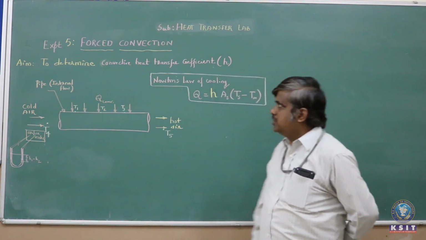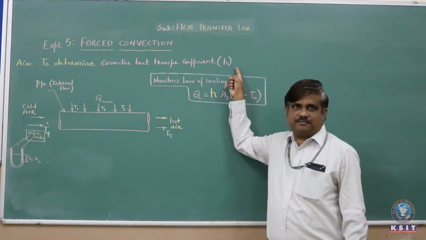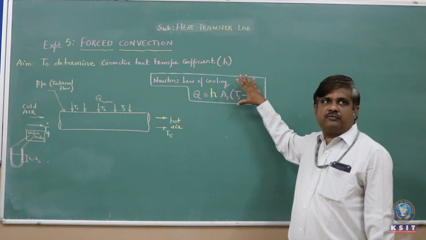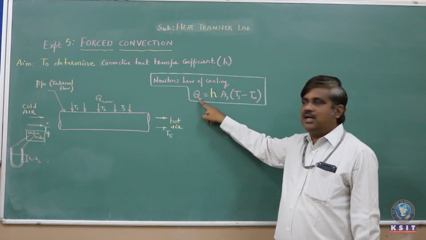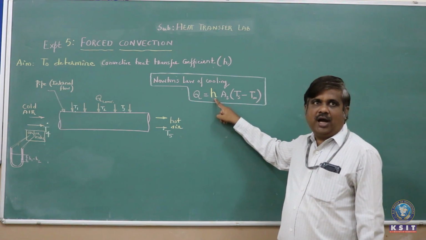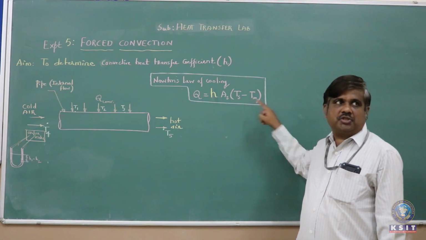So the aim of the experiment is to determine the convective heat transfer coefficient h. The entire experiment is based on the principle of Newton's law of cooling, which is heat transfer by convection, equal to the convective heat transfer coefficient and the product of surface area, surface temperature and the fluid temperature.